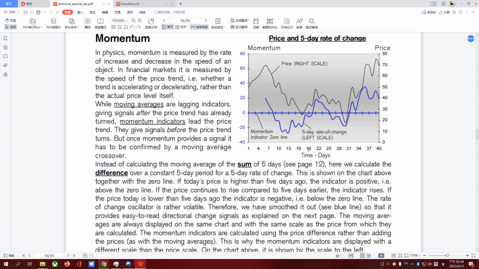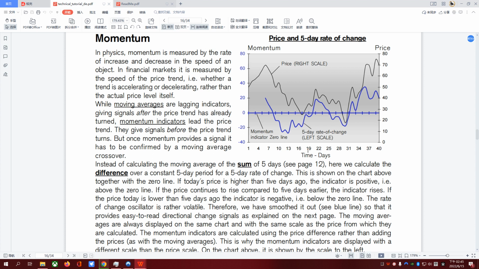Momentum. Momentum is how we measure the rate of increase. Okay, it's like a race car. When you are driving a race car and you know it's very fast, but you want to know how fast it is. Is it going to hit 100 kilometers in 3 seconds, or maybe in 5 seconds? So you want to measure the speed of the price trend. That's how you understand the concept of momentum.